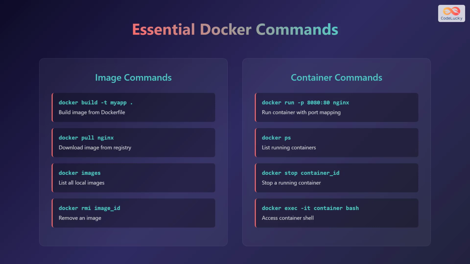Next, for the container commands, docker run -p, followed by the port mapping and the image name, is used to run the container with the port mapping. Docker ps lists the running containers. Docker stop and the container ID will stop a running container. And docker exec -it container name bash will give access to the container shell.